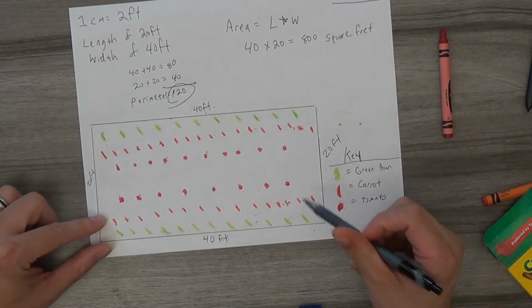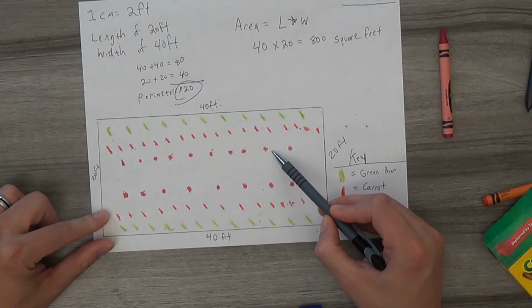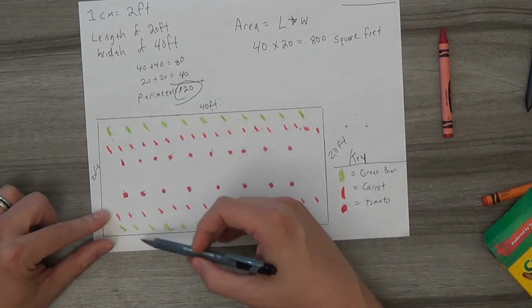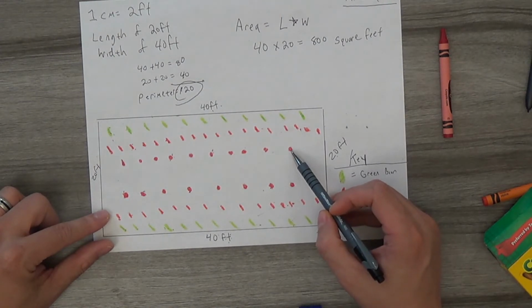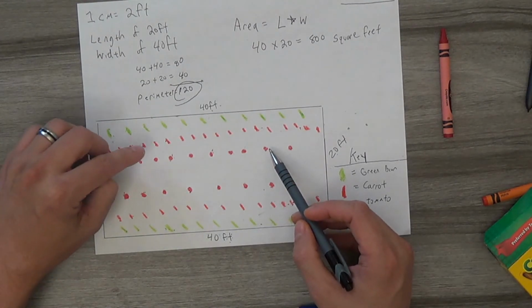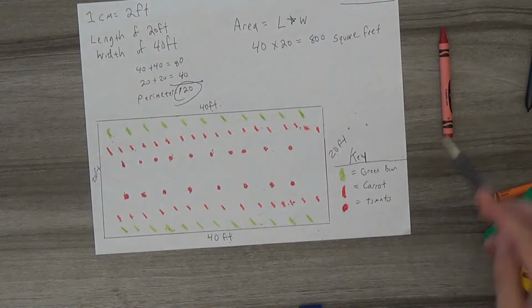So we've got our green beans, carrots, tomatoes, all growing on both sides. And we have to keep those tomatoes near the middle. That way when they grow really tall, they won't be blocking the light for the carrots and the green beans.